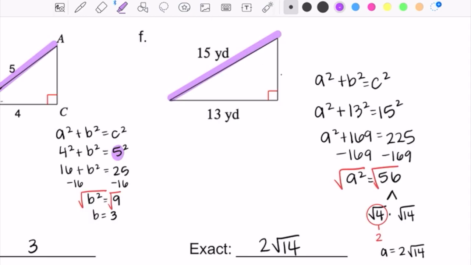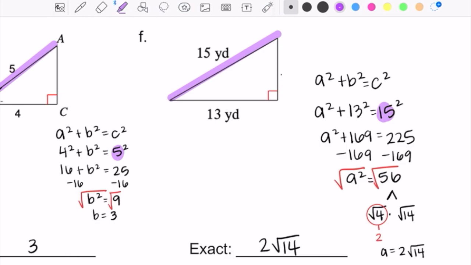Letter F is the last example in this section, and again, we're solving for a leg, so we're careful to plug the 15 in for my C value. The 13 could go in for the A or the B. Here I plugged it in for the B. 13 squared is 169. 15 squared is 225. Minus the 169 from both sides, you get A squared is equal to 56. And you're trying to solve for A, so you take the square root of both sides.